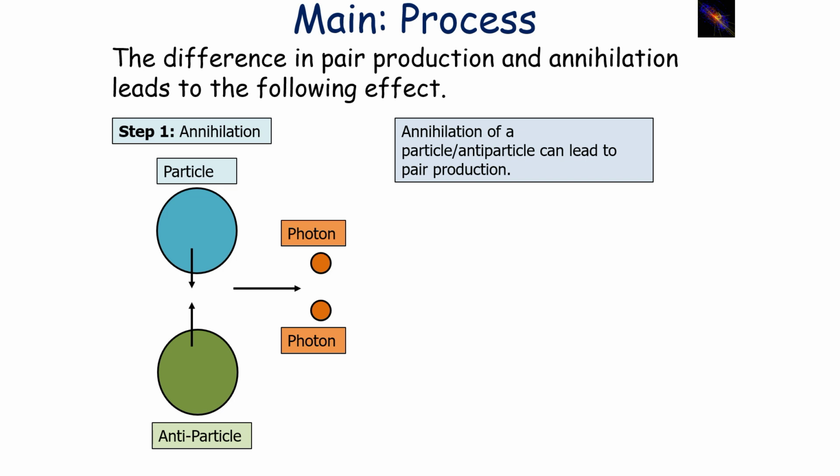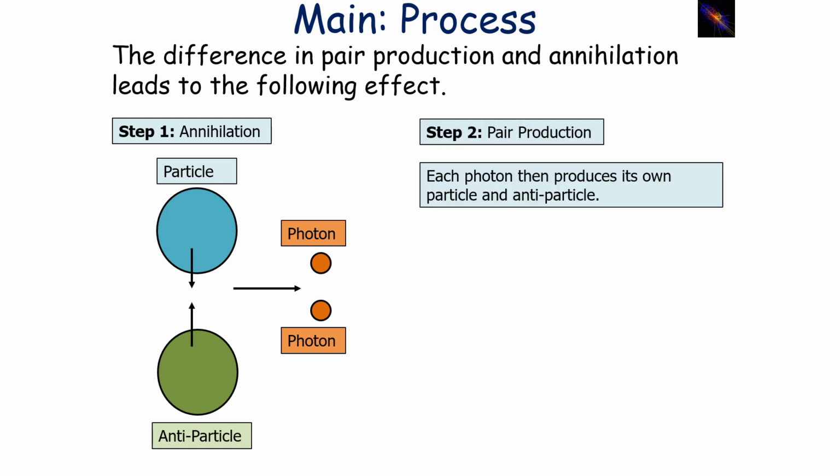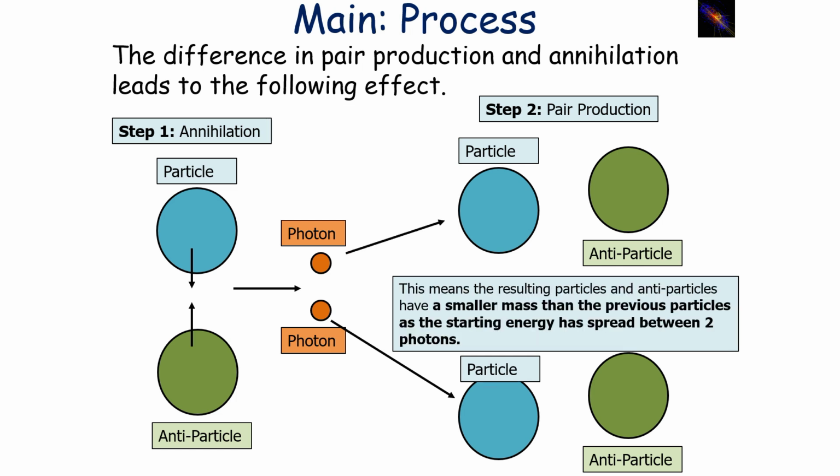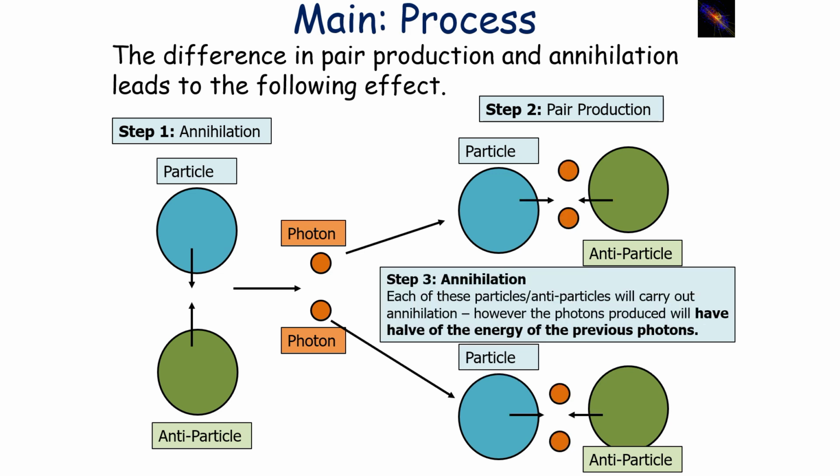So the difference in pair production and annihilation has the following effect. The annihilation of a particle-antiparticle can lead to pair production. Then each photon produces its own particle-antiparticle. So each photon will then have its own set of particle-antiparticles. So this means that the resultant particles and antiparticles have a smaller mass than the previous particles, as the starting energy is now spread between two photons.